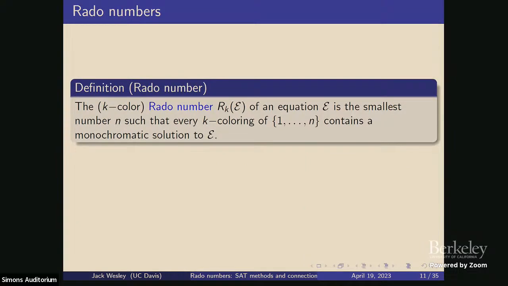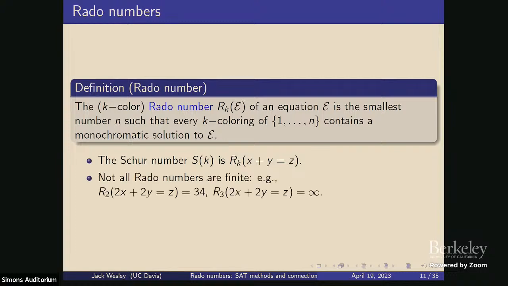Okay. So again, we will define what's called the Rado number for an equation. And this is going to be the smallest n for which we necessarily find a monochromatic solution to the equation with k colors. And in this language, the Schur number is just the Rado number for x plus y equals z.